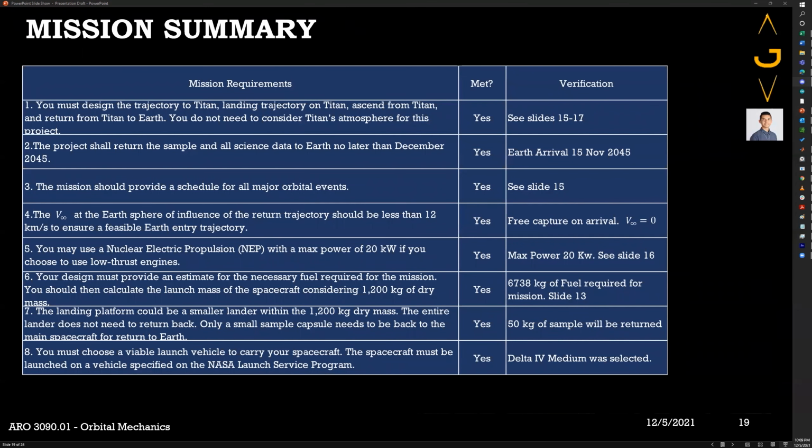Here we have our mission summary with a mission requirement completion verification table, illustrating how we successfully met our mission requirements. Thank you for your attention. This has been our Titan sample return mission presentation.